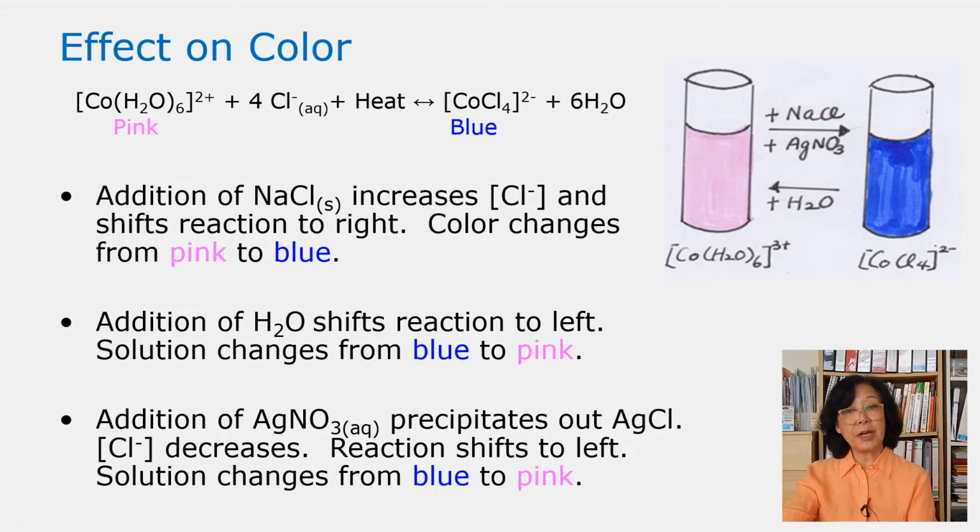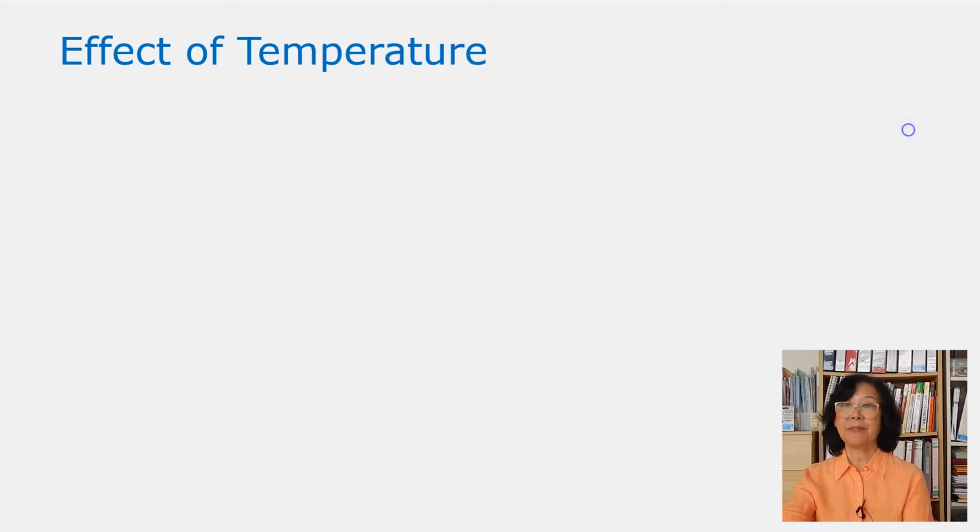If we add silver nitrate, it will combine with the chloride ion to precipitate out the silver chloride. That means the chloride ion on the reactant side is decreasing. The reaction will shift to the left, producing pink. It's very interesting to look at that.